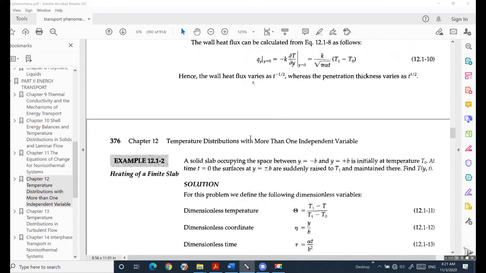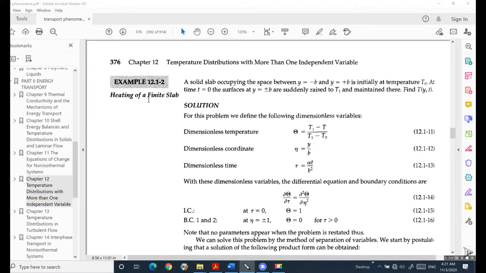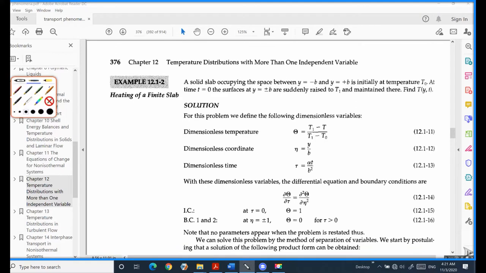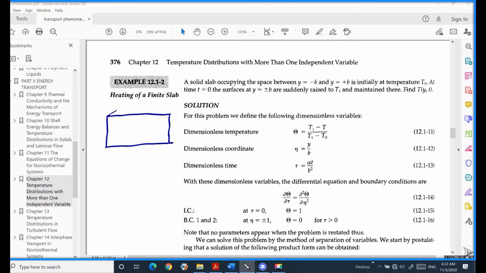Okay. As a second problem, heating of the finite slab. This time, let's consider not a semi-infinite slab, just a finite slab like this. Let's say we have some slab here. This is again our y direction. But this time from the middle, it cuts like this. And this side is going to be minus b. This side is going to be plus b. Actually, this y is going to be equal to b from here.